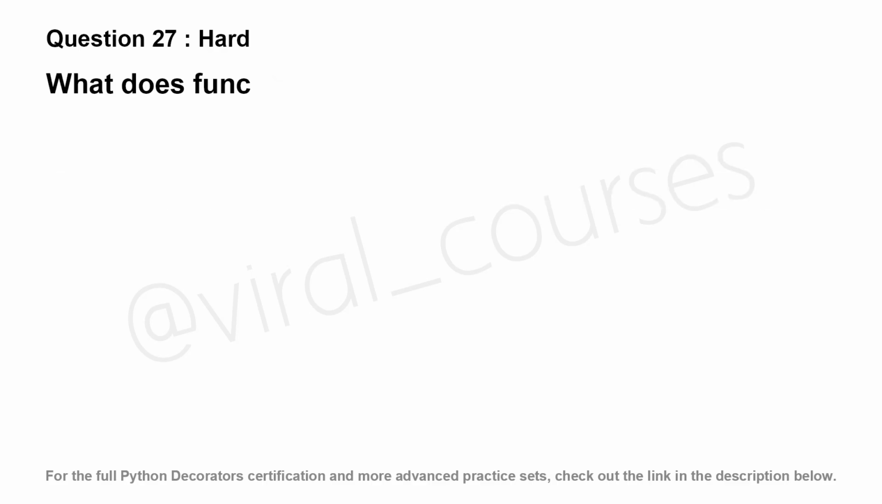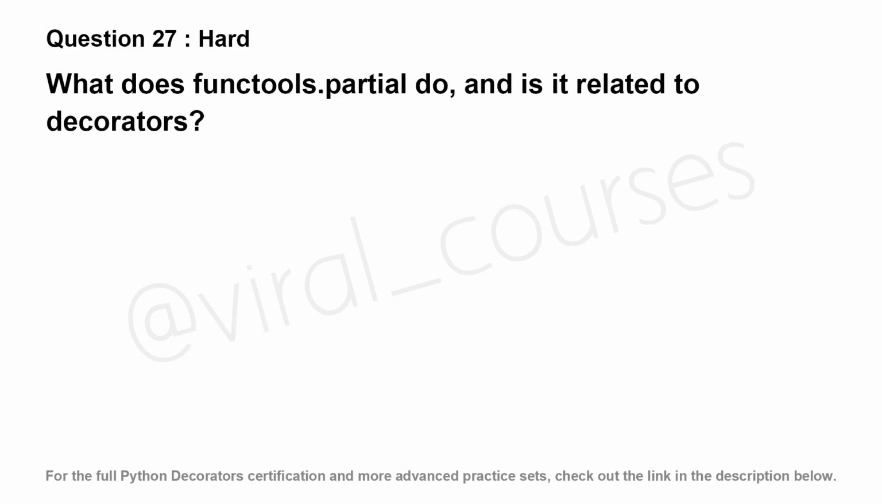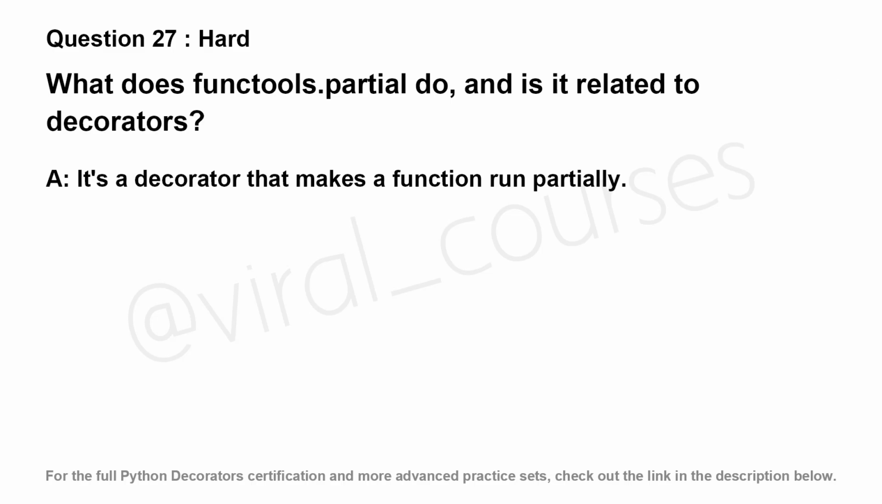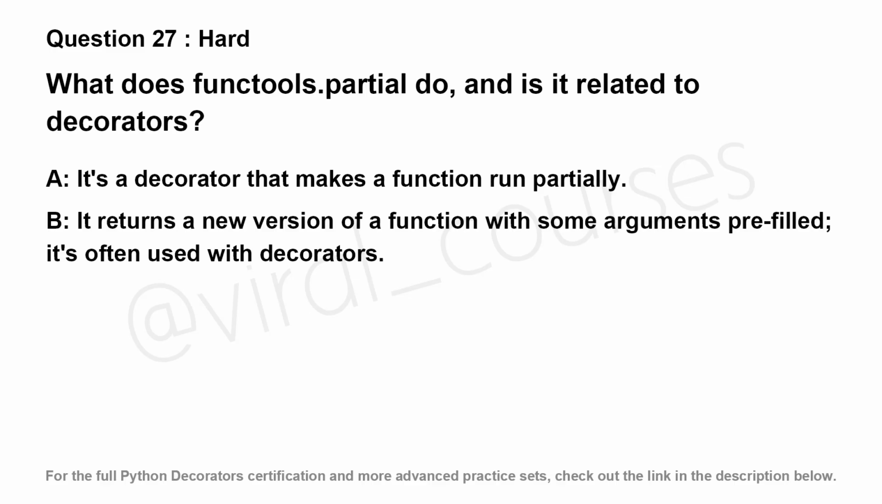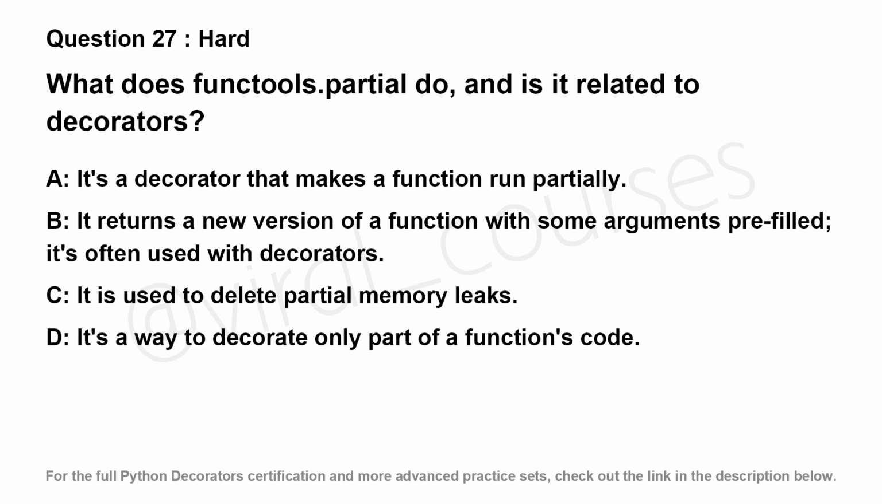What does functools.partial do, and is it related to decorators? Option A. It's a decorator that makes a function run partially. Option B. It returns a new version of a function with some arguments pre-filled. It's often used with decorators. Option C. It is used to delete partial memory leaks. Option D. It's a way to decorate only part of a function's code.